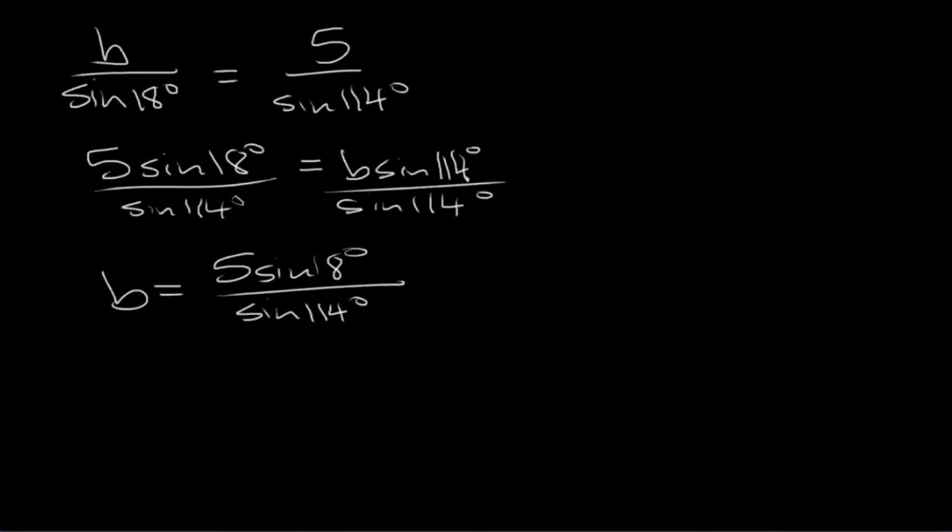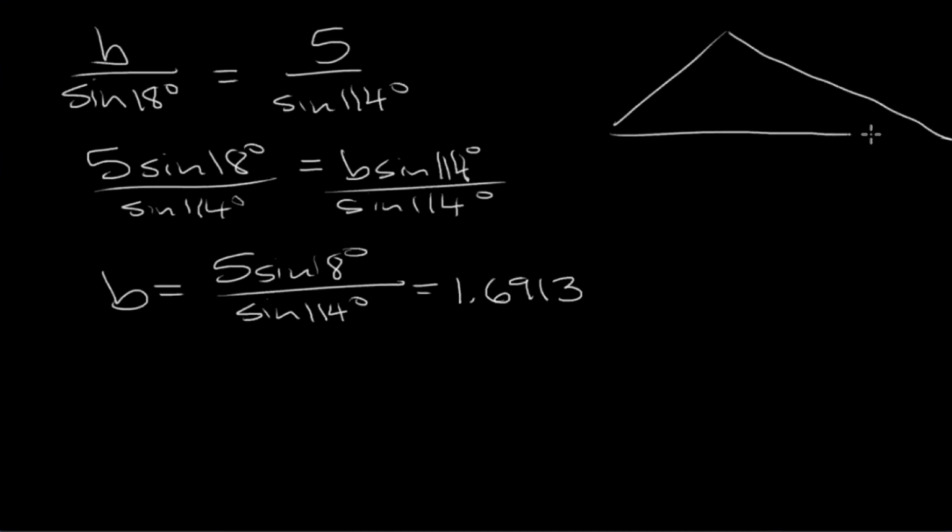What mode is your calculator in, degrees or radians? Yes, you have to always pay attention to the units. Units are so important when you're solving problems. Okay, so then in our triangle, we had a triangle that looked like this. Here's angle B, here's side B. So this is the shorter side, so that's right. 1.6913.